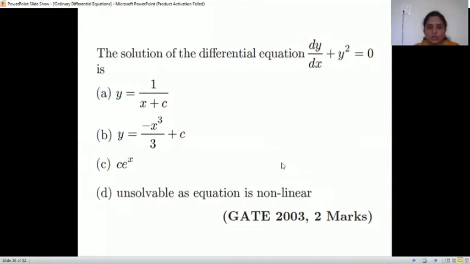The solution of the differential equation dy by dx plus y square equal to 0 is. Can we try for that? Try this question. The solution of the differential equation dy by dx plus y square equal to 0 is. And how to solve? Let me give you a hint for that. If we can see, we can easily separate the variables y and x, right? So separate the variables and try to solve the equation. I'm waiting for your answer.